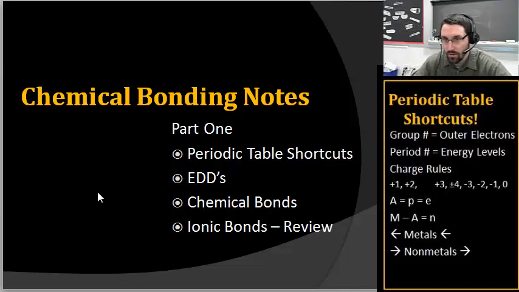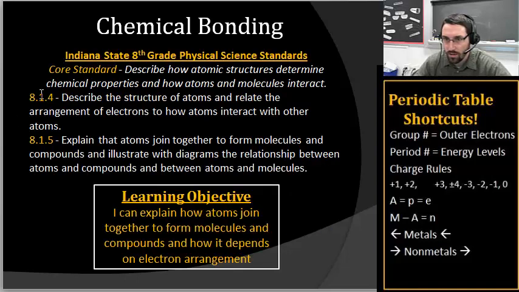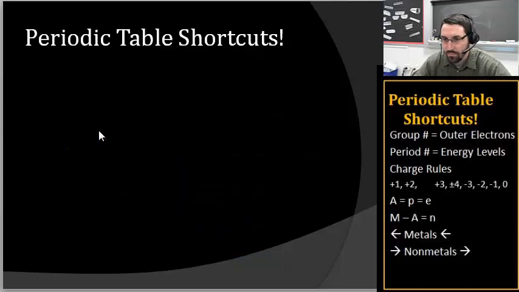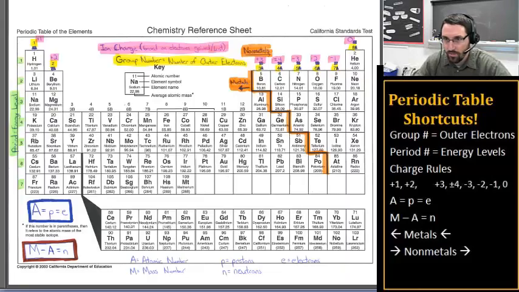So the first thing I want to do, first we have our standards that we're covering. We're covering standard 8.1.4 and 8.1.5, which all talk about how atoms join together forming molecules and how that depends on electron arrangements. So, the periodic table shortcuts. Here we have a picture of our periodic table, and we're going to zoom in and look at our 6 different shortcuts that we have.